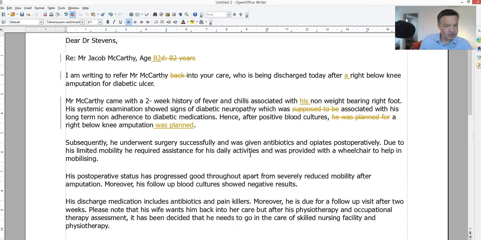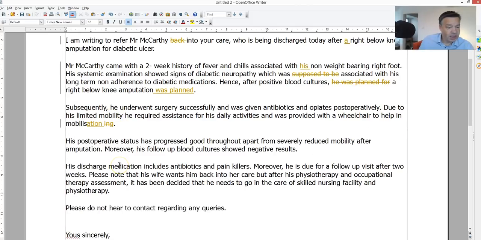Subsequently, he underwent surgery successfully. Post-operatively, due to his disability, with a wheelchair to help him. Okay, yeah. Mobilizing, I don't know, mobilization I think is better. Make it a noun, not a verb. Mobilization. Or mobility might be better, but we've already got that word there. So due to his limited mobility, he was provided with a wheelchair to help in mobilization.